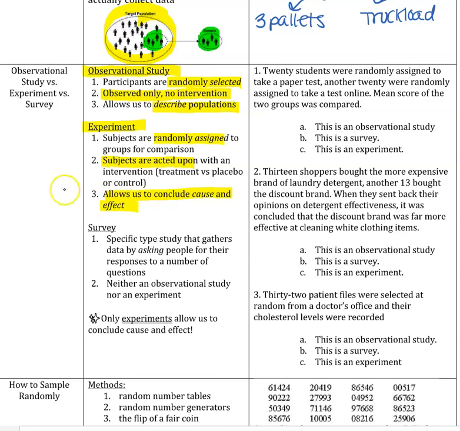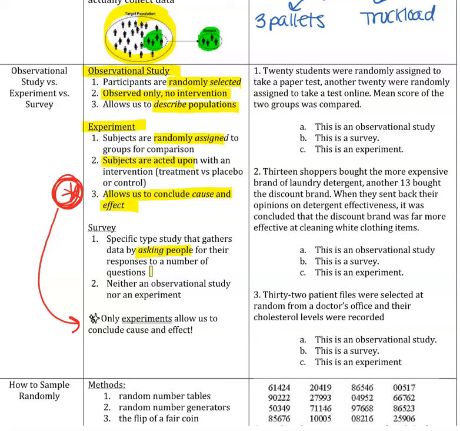So I'm going to put a star next to this. Experiments are the only way for us to conclude cause and effect, which, oh my God, look at that, I actually included it with a star down below. Lastly, in this section, a survey is a specific type of study that gathers data by asking people for their responses to questions. This is technically neither observational study nor experiment. You're just asking questions and gathering data. All right, so I would recommend you pause this and try the next 3 multiple choice yourself. Otherwise, I'm just going to go through and do them.